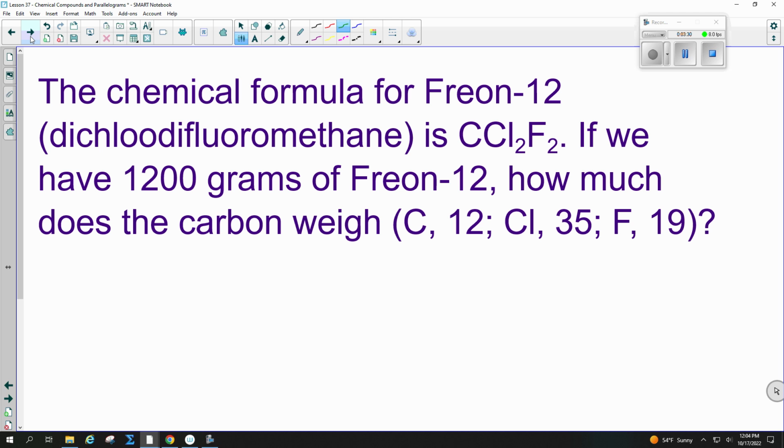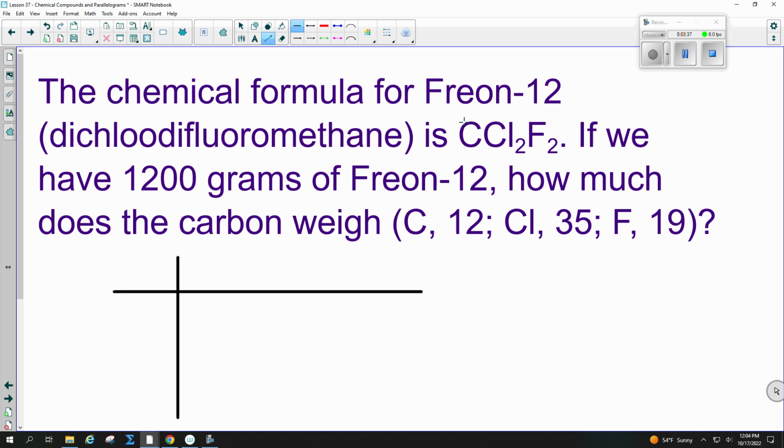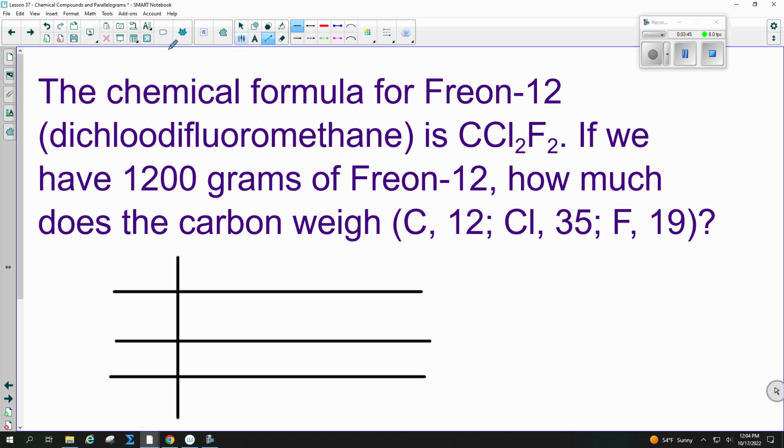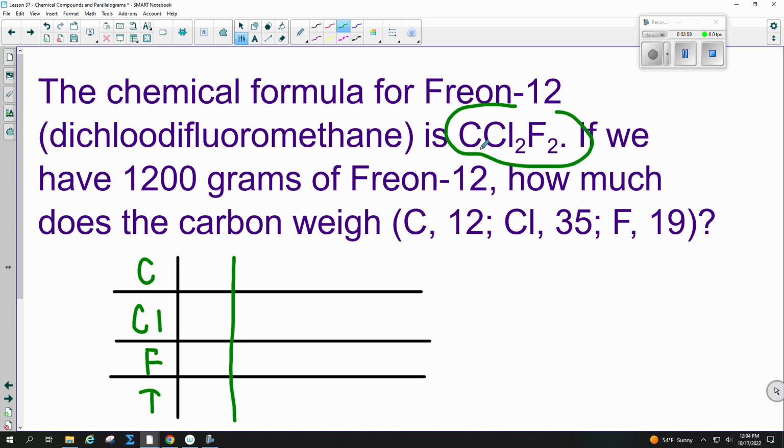All right, so we're going to start by separating out how many elements we have. For this one, you have C, Cl, and F, and total. So I need to do carbon, Cl, and F, fluorine, and total. For the first thing, we do the subscripts here. So each of these Freon 12s has 1 carbon, 2 chlorines, 2 fluorines for a total of 5.